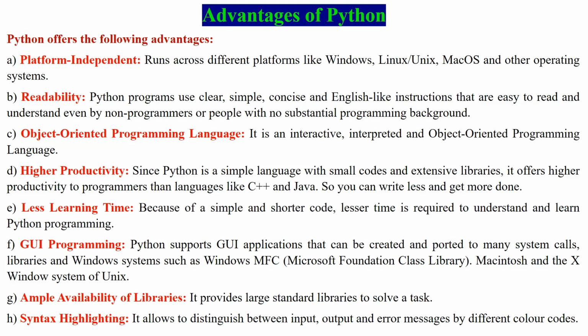Next advantage is GUI programming. Python supports GUI applications that can be created and ported to many system calls, libraries and Windows systems such as Windows MFC, Microsoft Foundation Class Library, Macintosh and the X Window system of Unix. Next advantage is ample availability of libraries. It provides large standard libraries to solve a task. Next advantage is syntax highlighting. It allows us to distinguish between input, output, and error messages by different color codes.